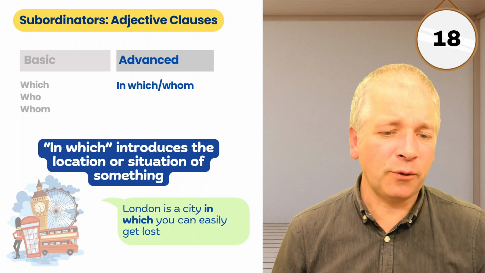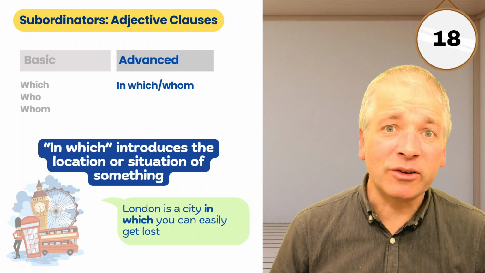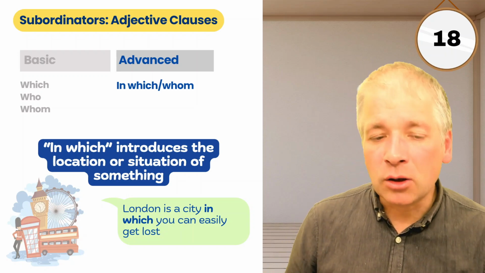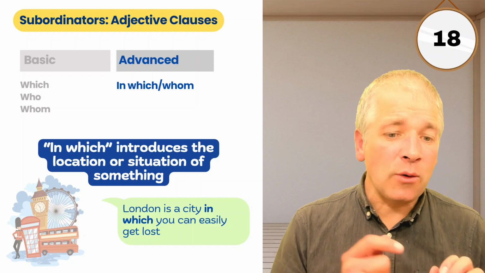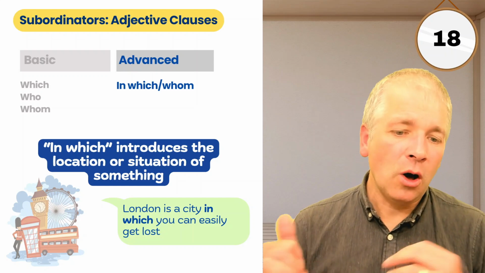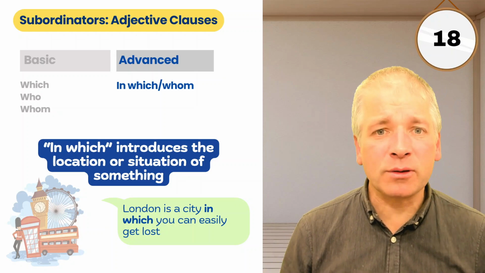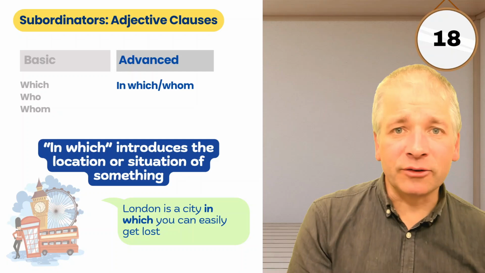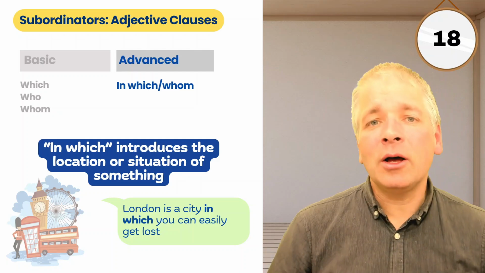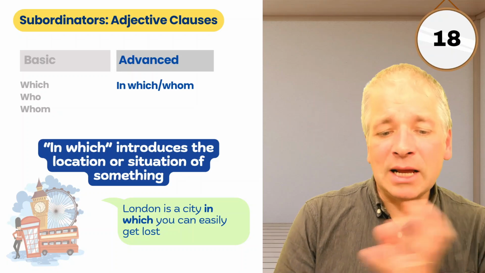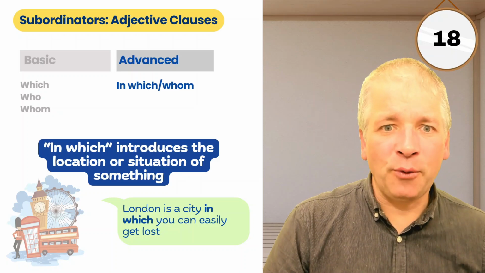Look at the example for in which. London is a city in which you can easily get lost. So this introduces the location or situation of something. Where can you easily get lost? In London. So in which creates the subordinator that links the information to what came before.